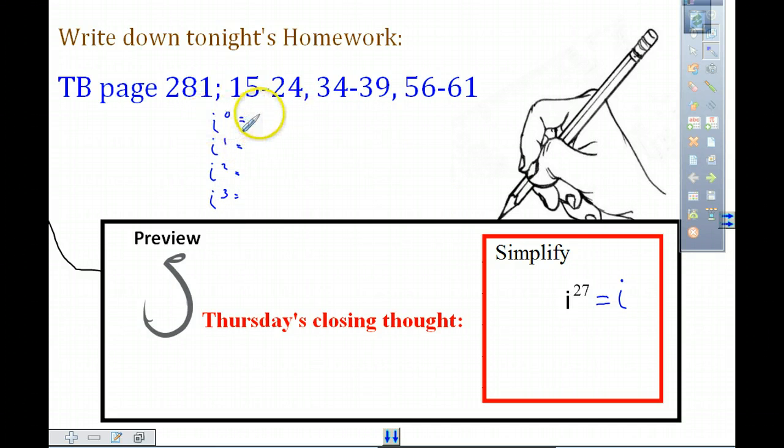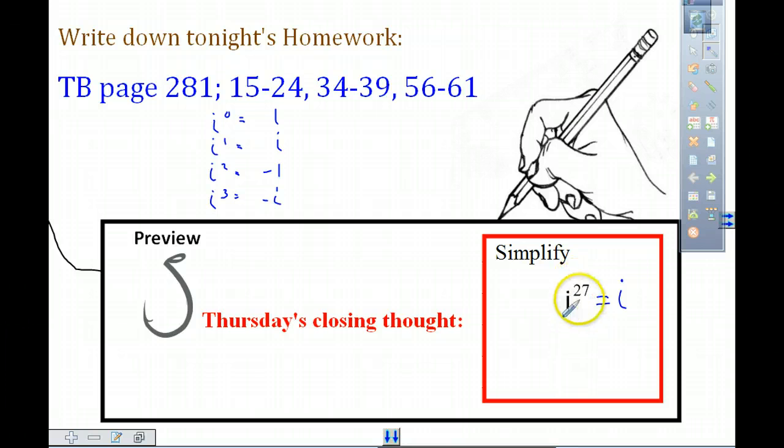Alright, so i to the 0. Anything to the 0 is 1. i to the 1. Anything to the first power? No. i to the 2 is negative 1. i to the 3 is just a combination of i to the 1 plus 2 is 3. So i and negative 1 makes negative i.